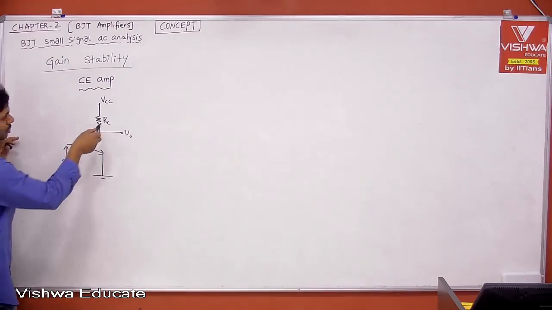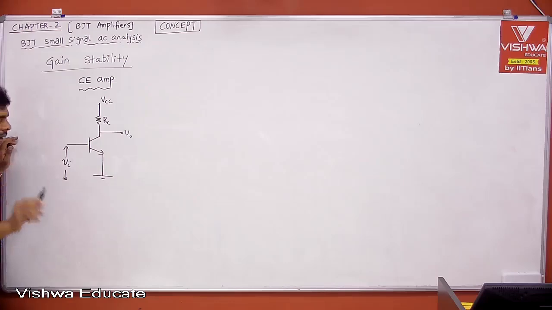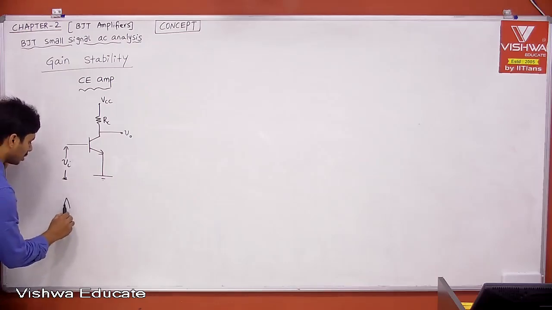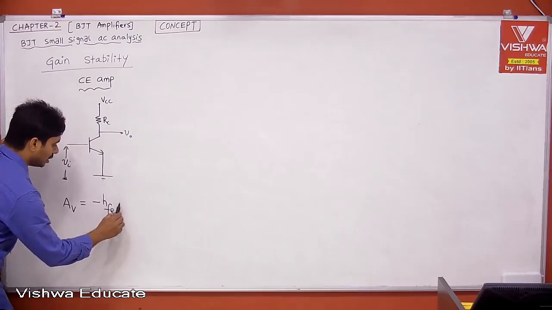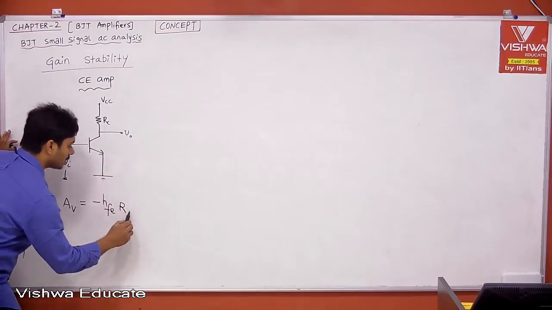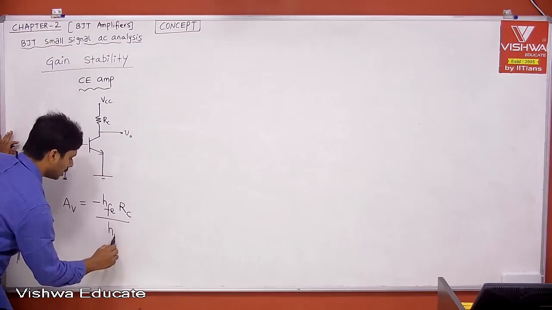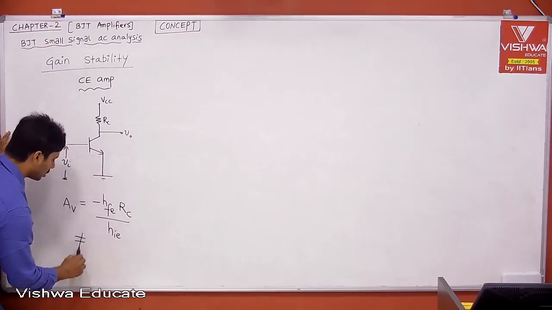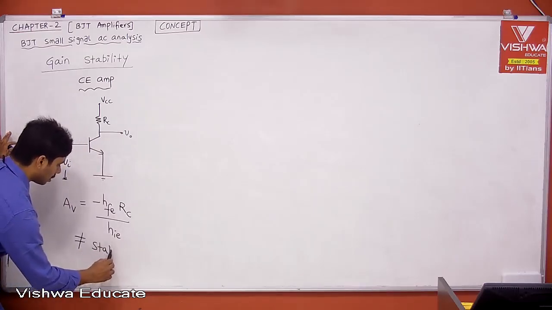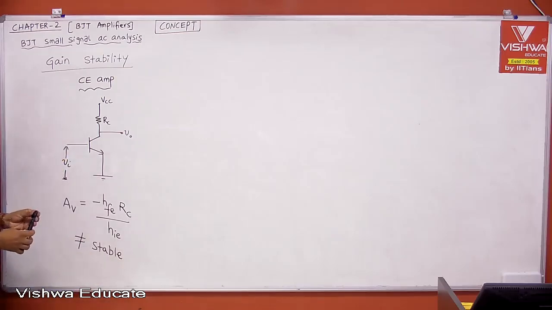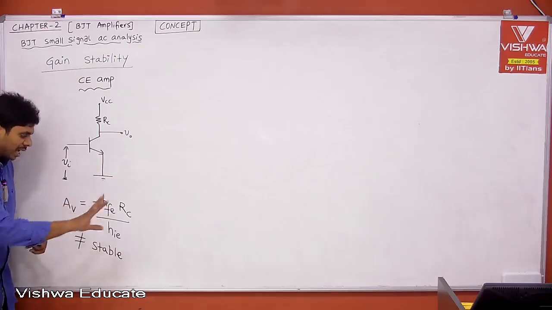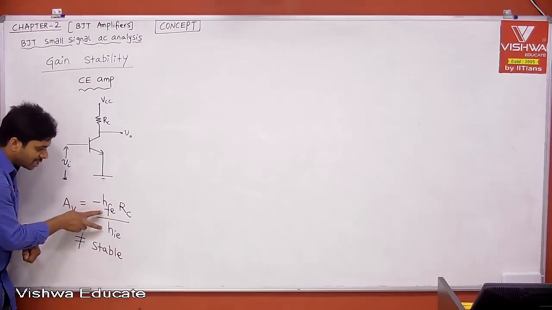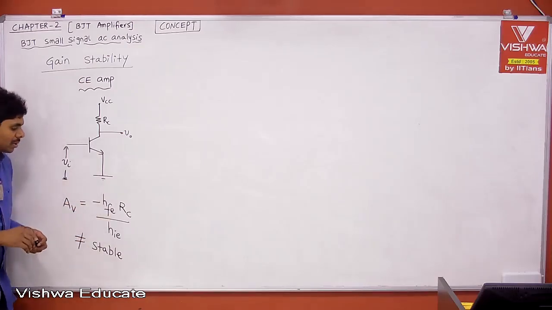For this, let us assume that if the load is less than or equal to 4K, then I can go for the simplified model. Then what is the voltage gain we got? AV is equal to minus HFE into RL, where RL is nothing but RC here, divided by HIE, and this is not stable. Therefore, your voltage gain is not stable. It has some variation because of temperature, time, and replacement, fundamentally because of H parameters, because H parameters in turn depend on all those things.